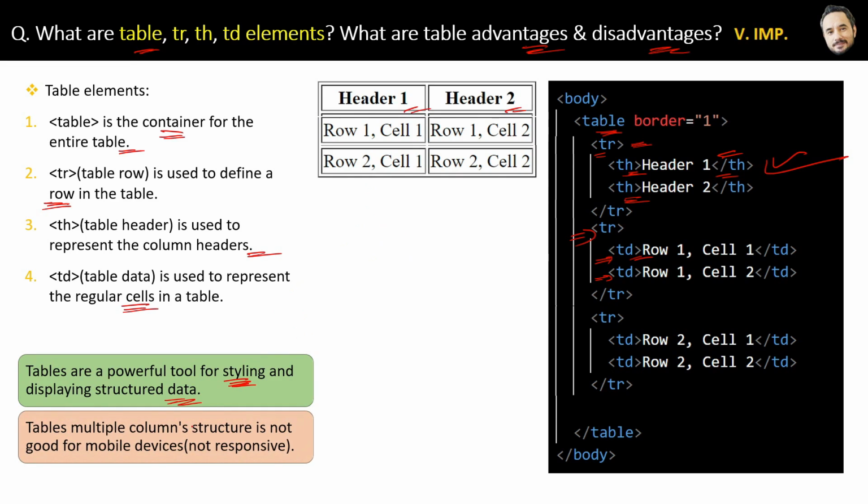Tables with multiple column structure are not good for mobile devices because then it is not responsive. Laptops have a horizontal display, but mobiles have a long display, right? Therefore, displaying multiple columns of a table, which means horizontal, you have to move left and right, and it is not a good display for mobile. Therefore, for websites which are mostly opened in mobiles, table is not a very good idea. So rather use Bootstrap for mobiles, okay, which I will explain later. That's the answer to this question.